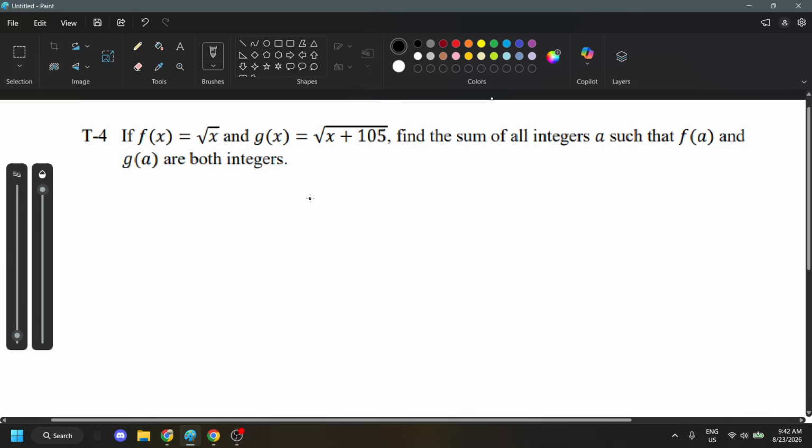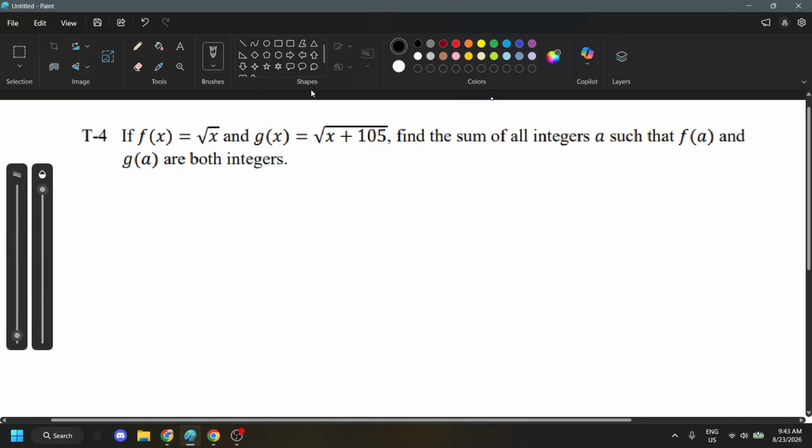If f of x is equal to root x and g of x is equal to root x plus 105, find the sum of all integers a such that f of a and f of g are both integers. Okay, so they don't have to equal each other. We just need to find all perfect squares such that x and x plus 105 are both perfect squares.